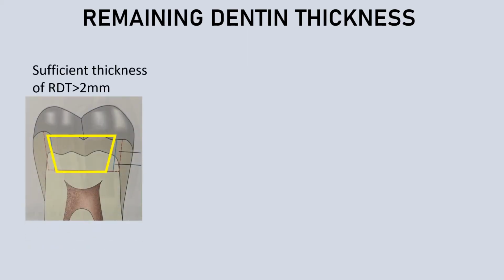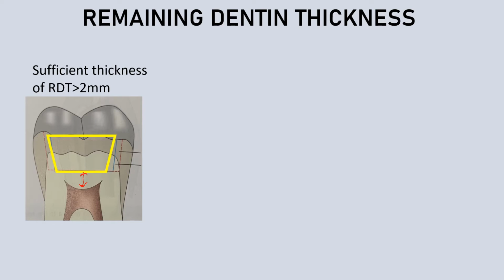After the cavity preparation, we assess the remaining dentine thickness. In this first situation, you can observe this is the cavity preparation, this is the floor of the cavity, and here is the pulp. The distance between the floor and the pulp is greater than 2 mm. So, that means we have a sufficient bulk present between the pulp and the metallic restoration or any permanent restoration that we need to give.